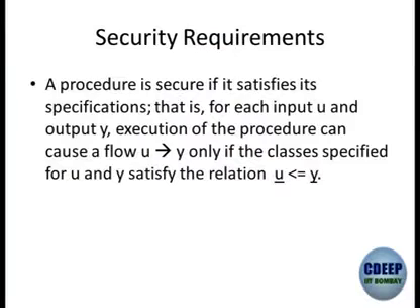Now when can you say a procedure is secure? Given a specification for each input vector u and an output vector y, execution of the procedure can cause a flow of u going to y only if the classes specified for u and y satisfy the relation that y must be greater than or equal to u. Only then can information flow from u to y. This is essentially the basic security requirement that has to be satisfied. And now we can do this inductively, compositionally, syntactically, with reference to the program structure.